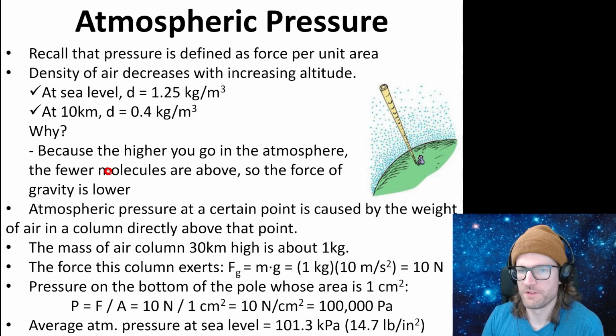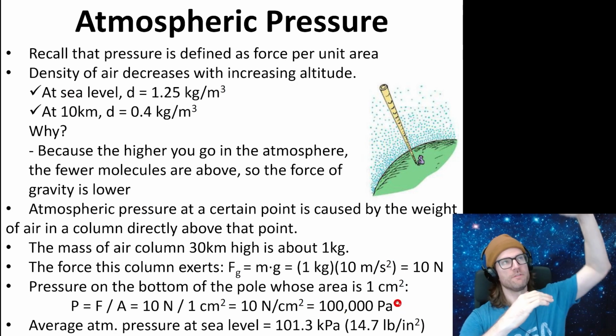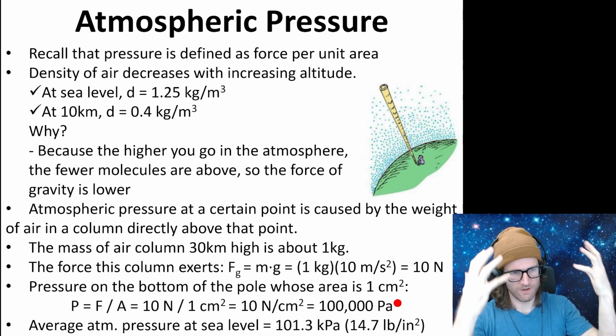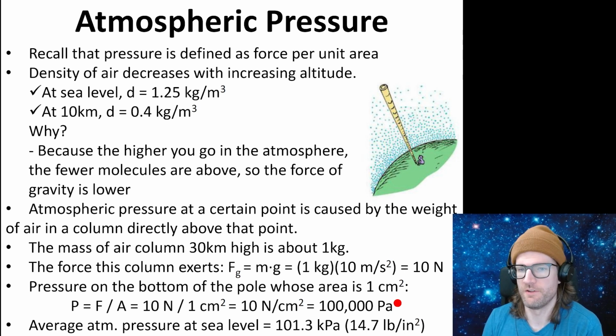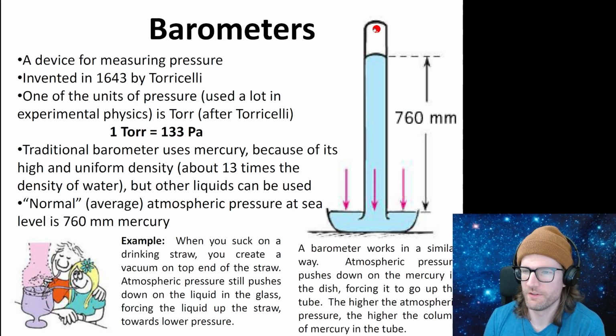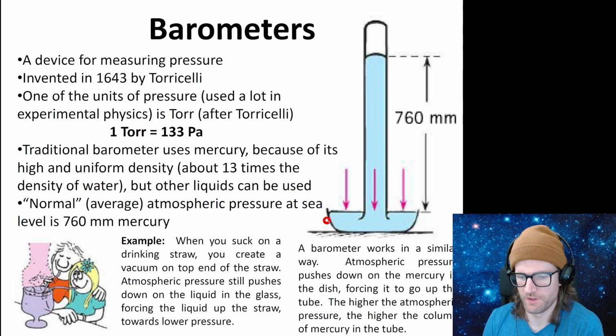Atmospheric pressure. That's how much pressure we're feeling right now, which is about 14 pounds per square inch, or about 100,000 pascals. This is due to the height of air above us weighing down on where you're sitting right now, causing that pressure. And we can measure pressure with barometers. The normal way to do this would be with water or mercury traditionally. But there are other ways we can do this with other devices.